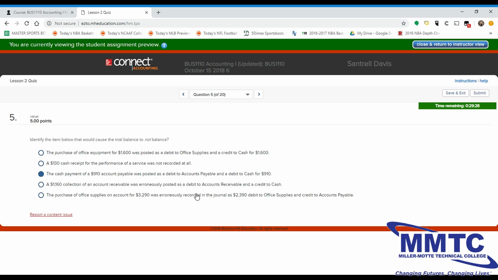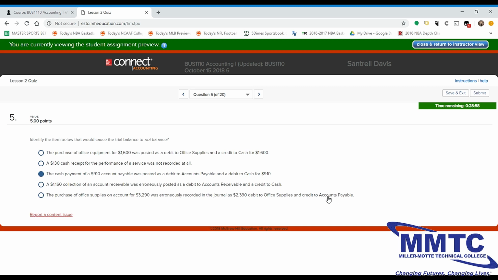The entry was erroneously recorded in the journal as $23.90 in the debit to office supplies and the credit to accounts payable. Is there anything wrong with it, right, Mr. White? Yep. We didn't do it right, but when we posted it to the trial balance, we did use the same number. Now it's a different number, it's $3,290.